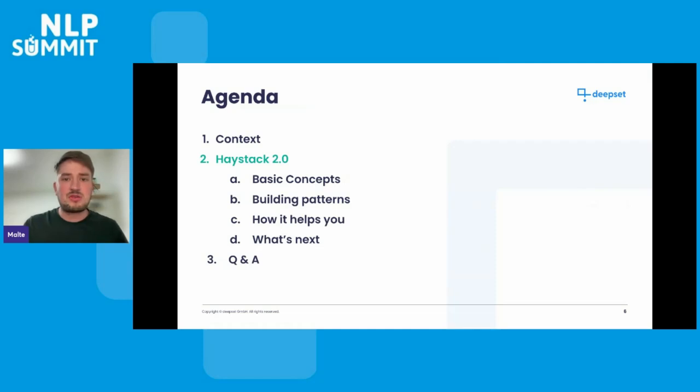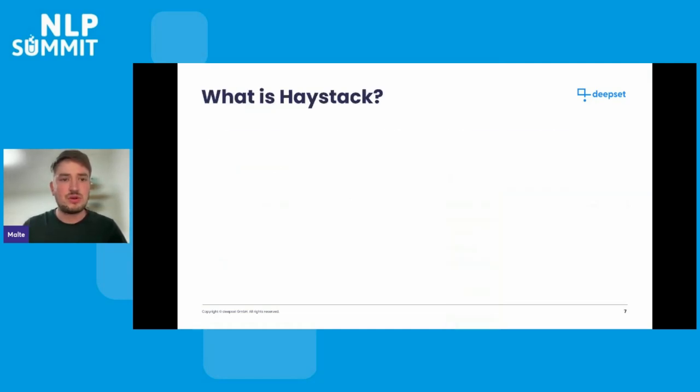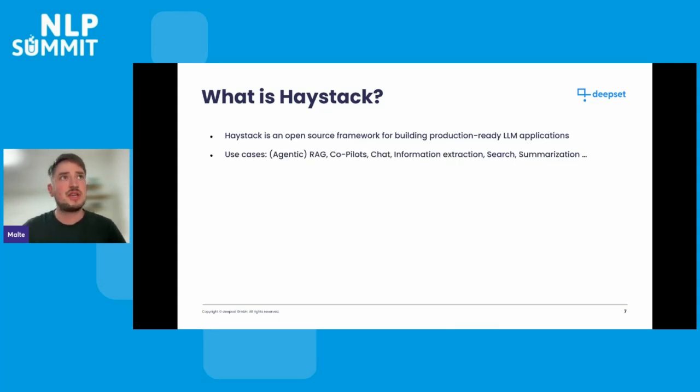Okay, so much to the background. Let's now dive into Haystack 2.0. So what is Haystack? Haystack is an open source framework for building production-ready LLM applications. The most typical use cases that we see are around RAG, around agentic RAG, building some type of co-pilots, chat applications, or automating processes with some kind of information extraction. These, I would say, are really the typical ones, but as a framework, obviously people build all kinds of things.